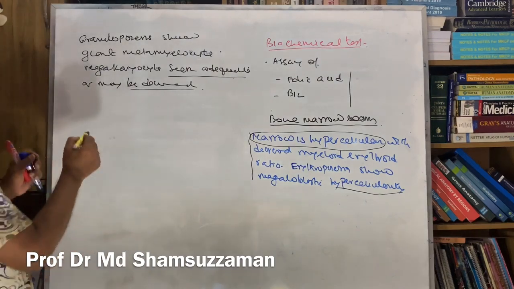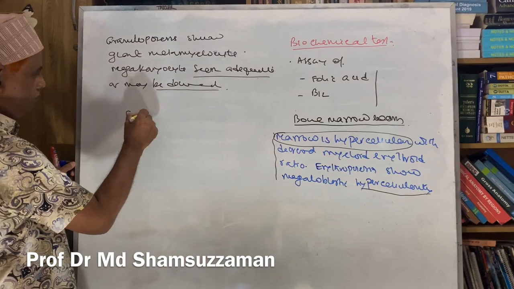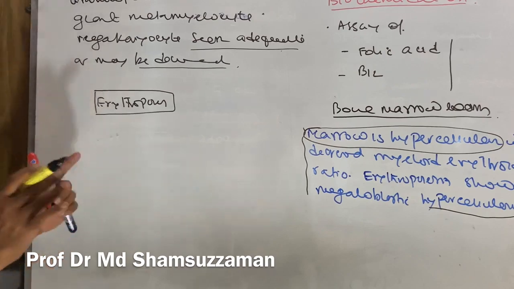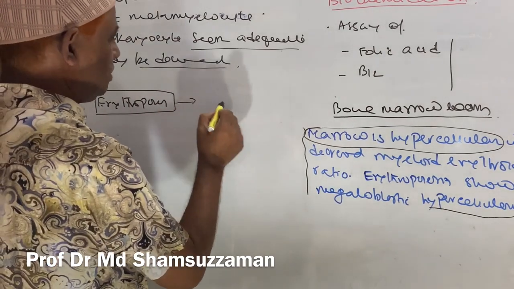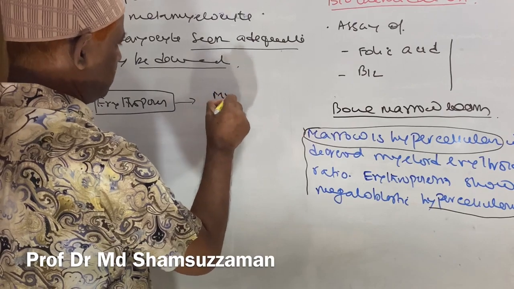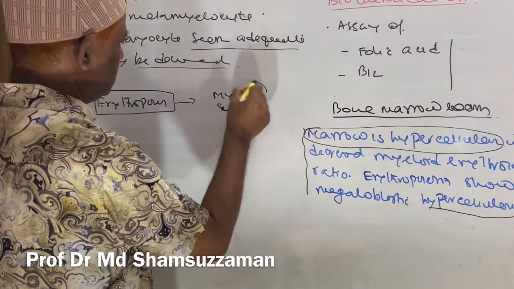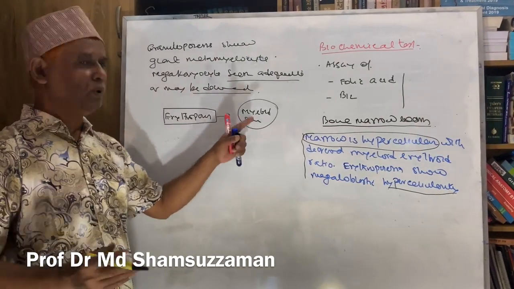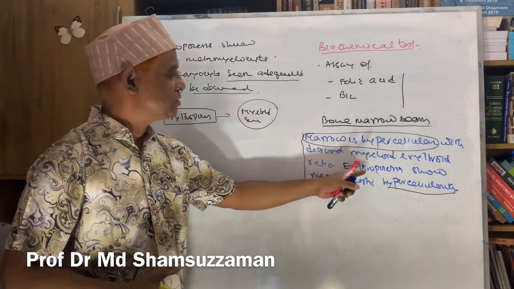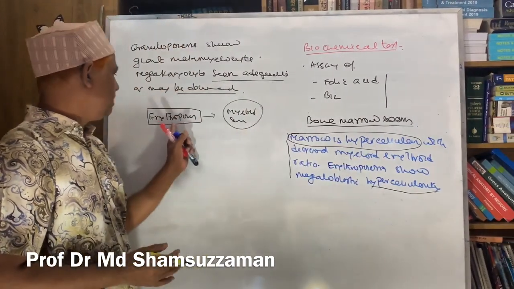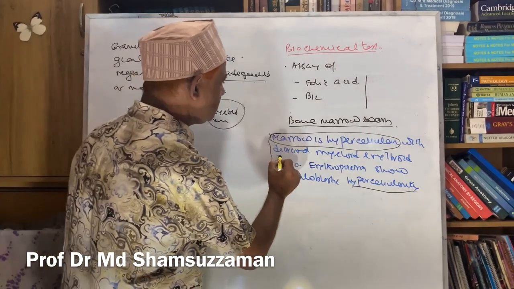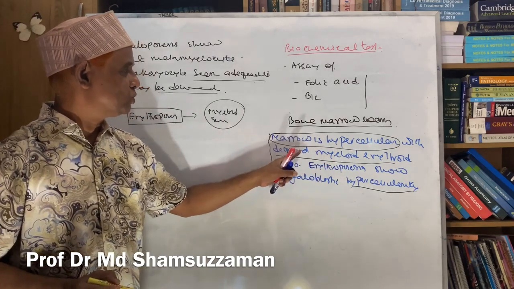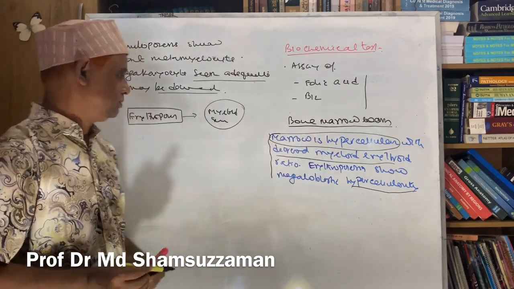Dear audience, you know, in erythropoiesis the RBC series or RBC is developed. And other than RBC, all cells in the bone marrow are called the myeloid series. So only the RBC series is called the erythroid series. Other than RBC, all cells together are called the myeloid series. As there is hypercellularity of the erythropoiesis, there is decreased myeloid erythroid ratio.